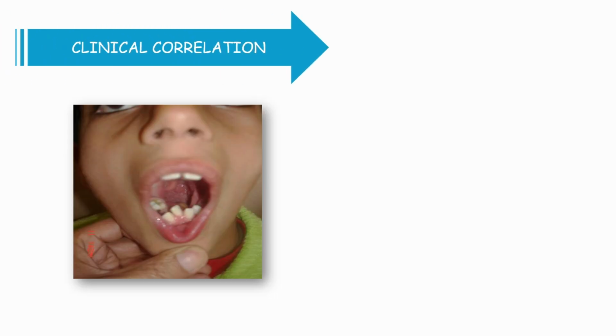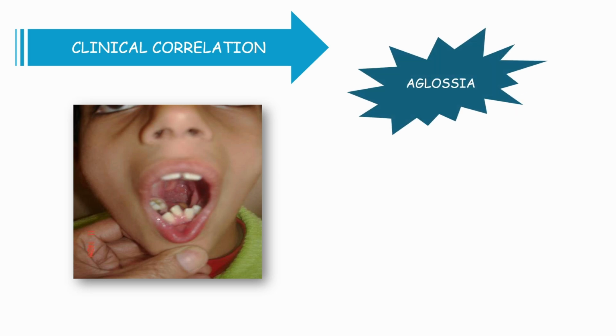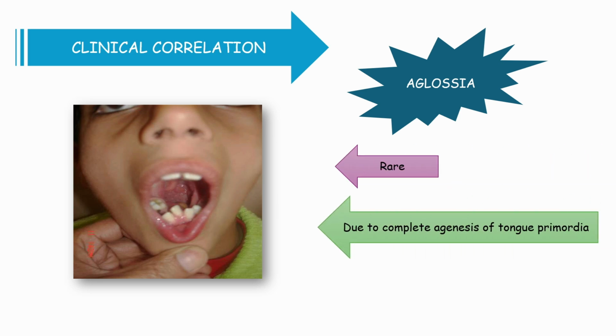Let's see what happens if some abnormality happens during the development, which results in some of the congenital abnormalities. So the first condition here we'll study is the aglossia. Aglossia means absence of tongue. It's a very rare condition and it occurs due to complete agenesis of the tongue primordia. We know that tongue develops from the lingual swellings, right? Lingual swellings, hypobranchial eminence. So if these fail to form, that results in what we call as aglossia.